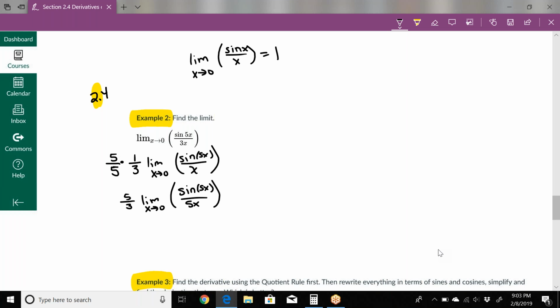Now that this matches, and this is just like having this limit up here because those are identical, we see that we can evaluate this limit now that we know that definition of that limit as 1. So this is 5/3 times 1, which is just 5/3.